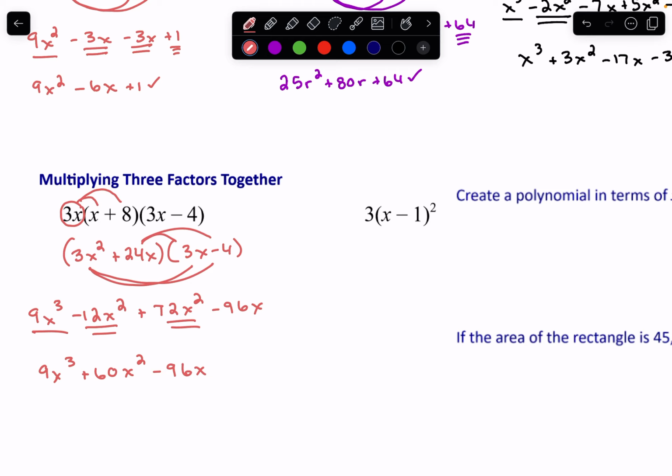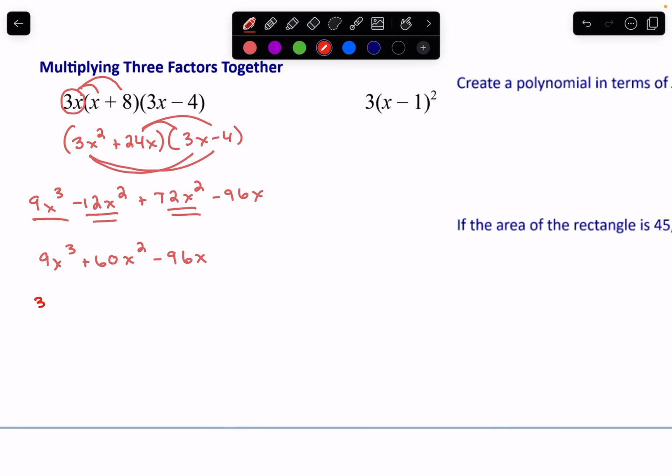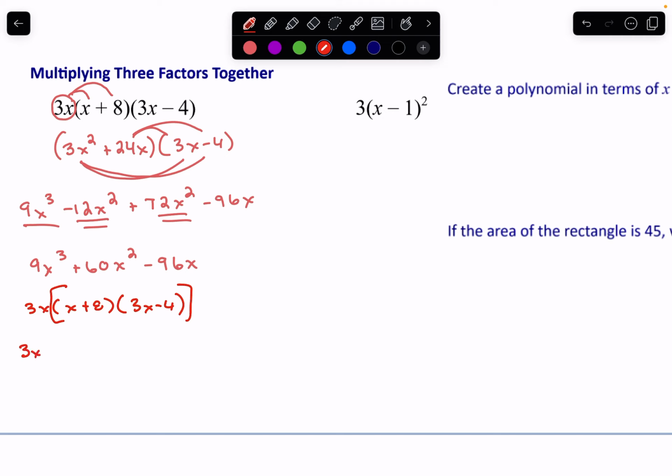Okay. Now, if I had done this in a different order, you don't need to do it, but if I had done this in a different order, so if I had 3x times x plus 8 times 3x minus 4, if I had chosen to multiply this part first, so I have a 3x out in front, and it's going to get multiplied by x times 3x, 3x squared. X times negative 4, negative 4x. 8 times 3x, 24x. 8 times negative 4, negative 32. Now I've got to multiply by 3x.